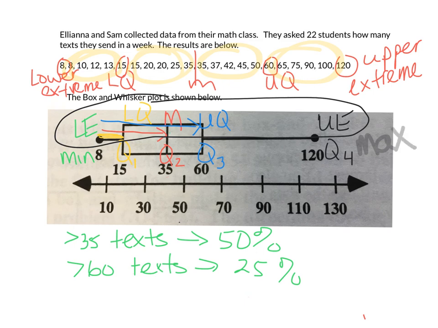I hope this helped you with being able to read a box and whisker plot. And as far as making one, you just take your data, separate it in half, get your median, separate it in half again, get your quarters, and then just make sure you have your number line good to go. I will make another video on that in the near future.